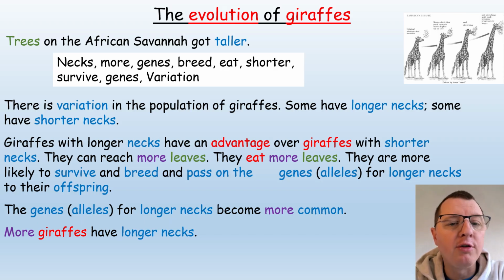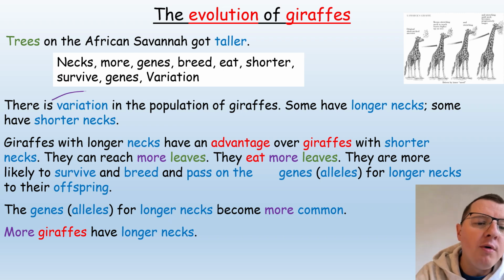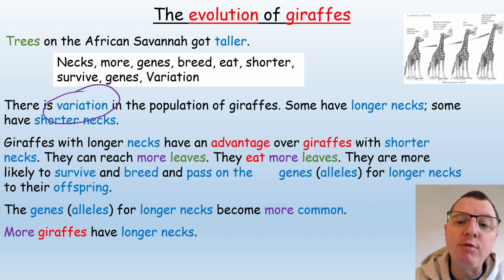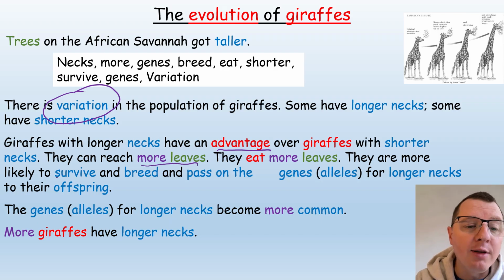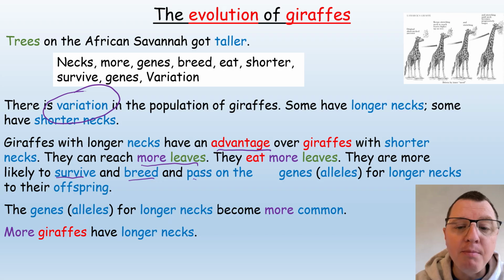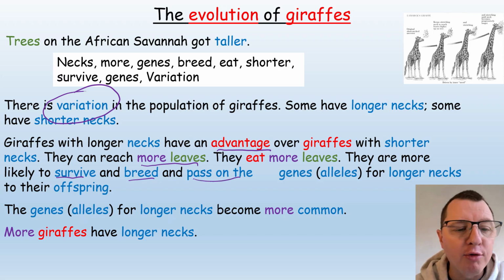Trees on the African savanna got taller. There is more variation in the population of giraffes. Some have longer necks and some will have shorter necks. Giraffes with longer necks will have an advantage over the giraffes with the shorter necks. Therefore, they can reach more leaves and eat more leaves, so they're more likely to survive, breed, and pass on the genes, the alleles, for longer necks to their offspring.